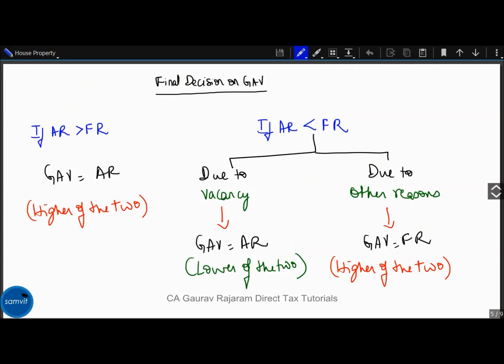Once we have decided the AR and the FR, we have to compare the two. If the AR is greater than FR, then the GAV is AR. If the AR is lesser than FR, if it is due to vacancy, then we would choose the AR as the GAV. If it is due to any other reasons, the GAV would be the FR.